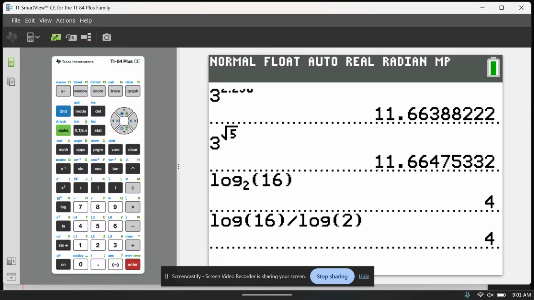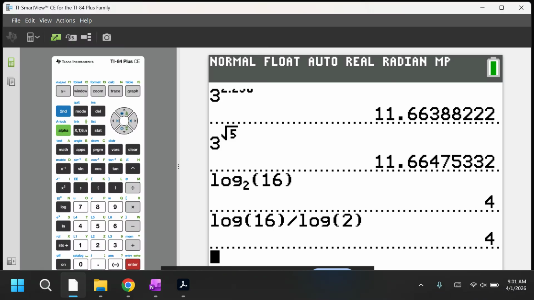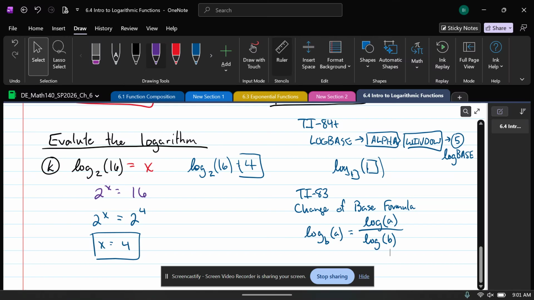This is the way most people do it now, because you guys have that nice thing, the alpha window, option 5. But this also works. Same answer, even if it's a decimal, this is going to be the same decimal. So change of base formula out of that. Okay, so evaluating with the calculator, without a calculator, honestly, don't care which one you do. I like being able to do it without a calculator on some problems. Some of them it just can't be done. Some of them you've got to use the calculator to do.